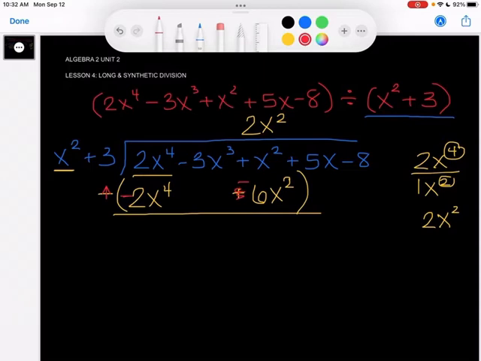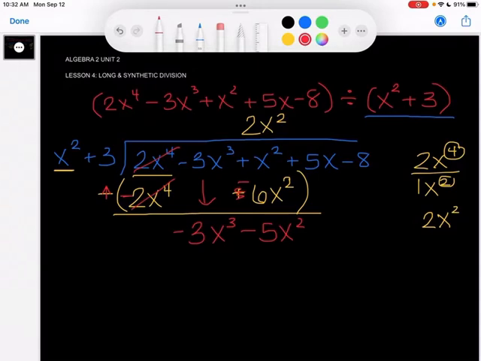So I end up with x squared minus 6x squared, which is going to give me a negative 5x squared. I've got negative 3x cubed, and then I don't have anything to subtract, so I just bring down that negative 3x cubed. And then the 2x to the fourth minus 2x to the fourth, that cancels.